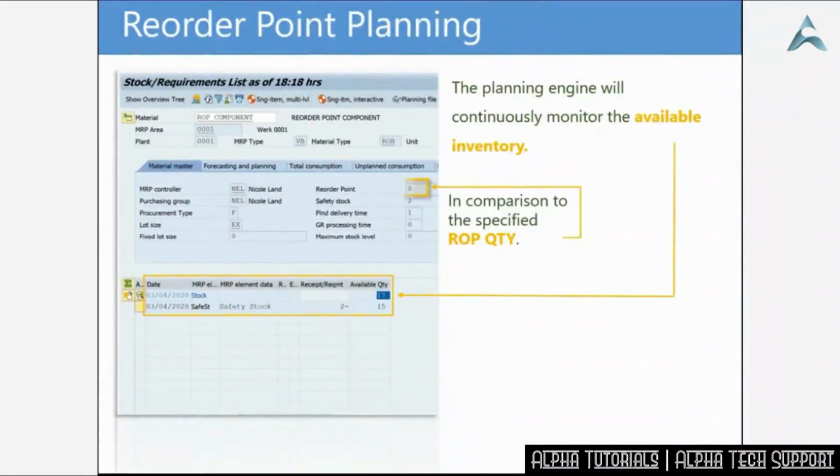With the MRP type set as VB and the reorder point quantity defined, the planning engine will compare the available inventory to the reorder point quantity to determine if a replenishment is necessary.